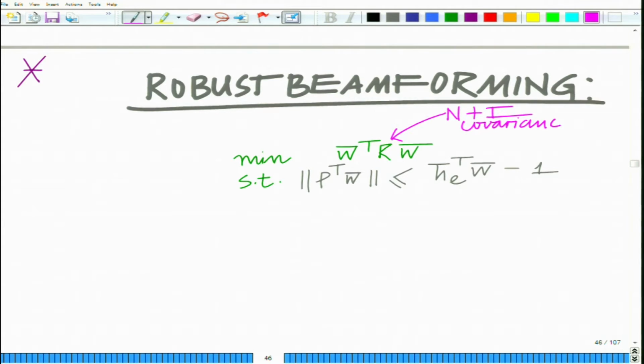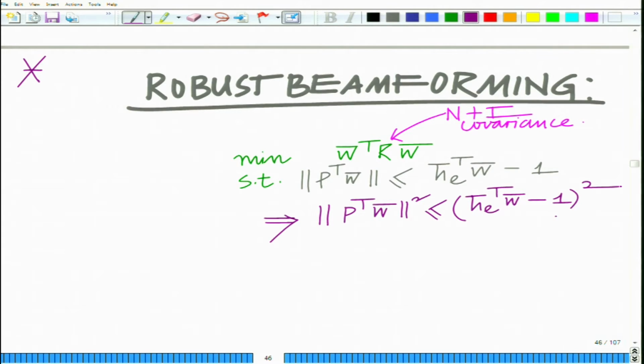It is the noise plus interference covariance, and this is a conic constraint, norm of P transpose W bar less than or equal to H E bar transpose W bar minus 1. Now, what this implies is, if you look at the constraint, that implies that the norm square of P transpose W bar is less than or equal to H bar E transpose W bar minus 1 whole square.